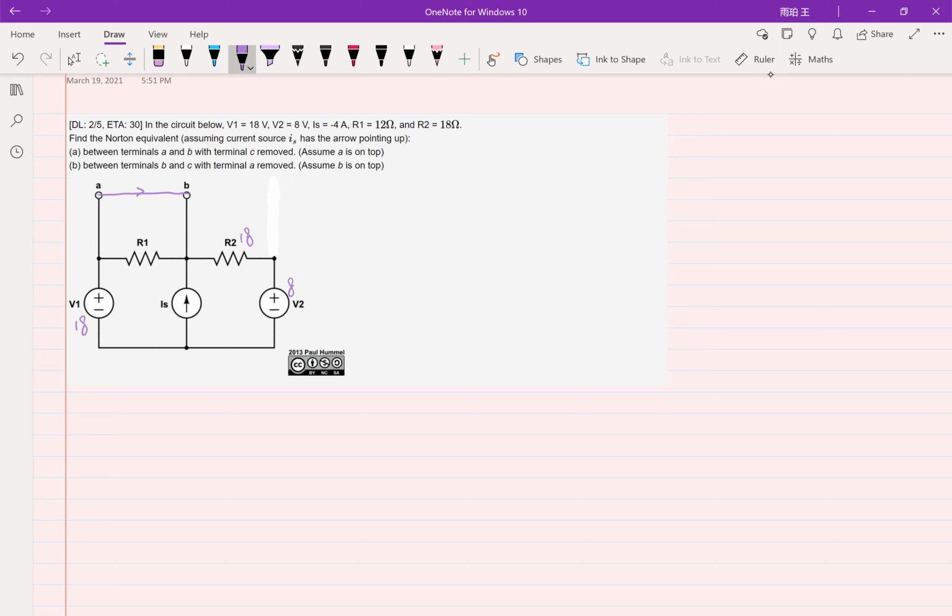As we can see in this circuit, we have 3 meshes. Let's call them I1, I2, and I3. Notice that there's actually a current source between I1 and I2. In this case, we have to do a super mesh around the current source because we don't know what the voltage across the current source would be. So let's do the super mesh.